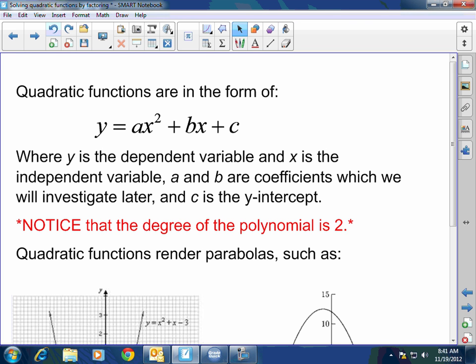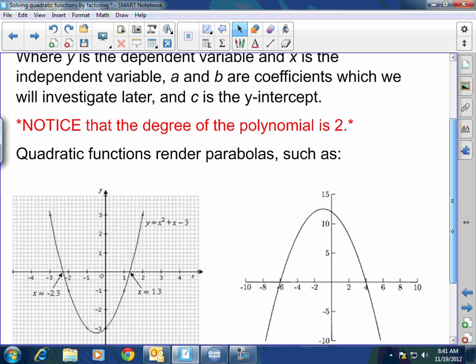Notice that the degree of the polynomial is 2. All quadratic functions or quadratic equations will have a degree of 2. That's what makes them quadratic. The degree of the equation or the function is what determines the kind of graph you're going to get. It's what determines the shape of the graph. It determines what kind of function you have. Quadratic functions render a graph called parabolas.